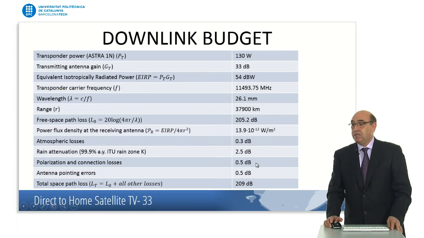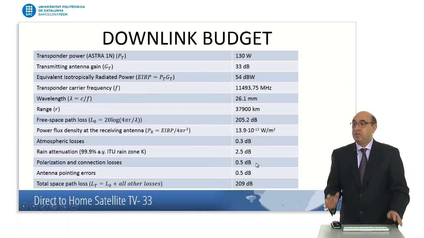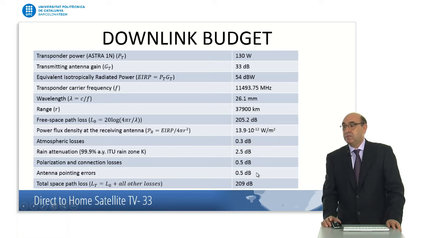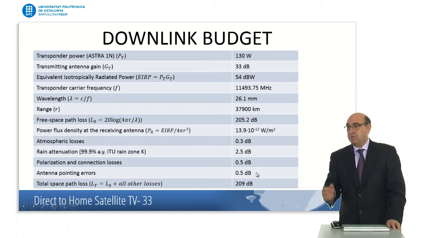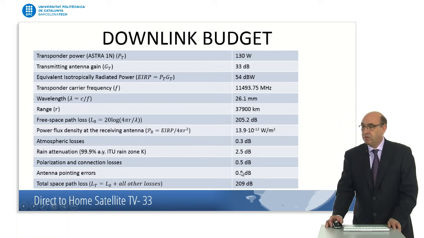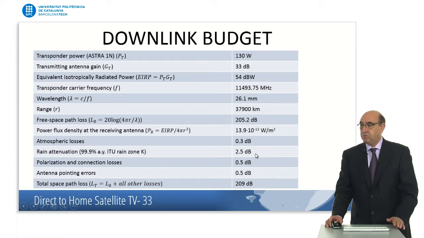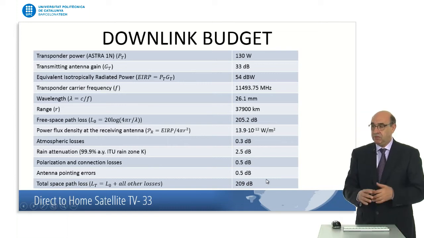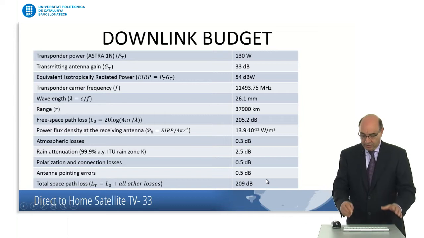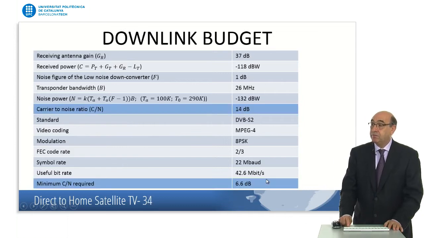Then there could be some polarization mismatch depending on the antenna. There could be some errors in the pointing, but those are not very small values, so all those add to almost 4 dBs. That's the margin we take. So at the end, the total space loss, counting both the free space plus the margin, is 209, maybe 210 dBs. That's the typical value you have to take care of.